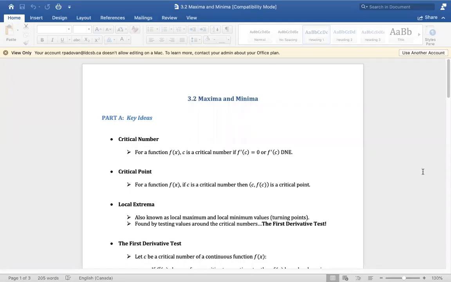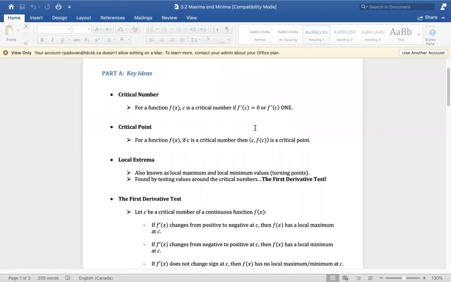So for the next lesson 3.2, we're talking about maxima and minima. What we're trying to find out is how do we determine the location of these points? How can we figure out the location of the maximum point and the minimum points? Let's just go over some key terms first.